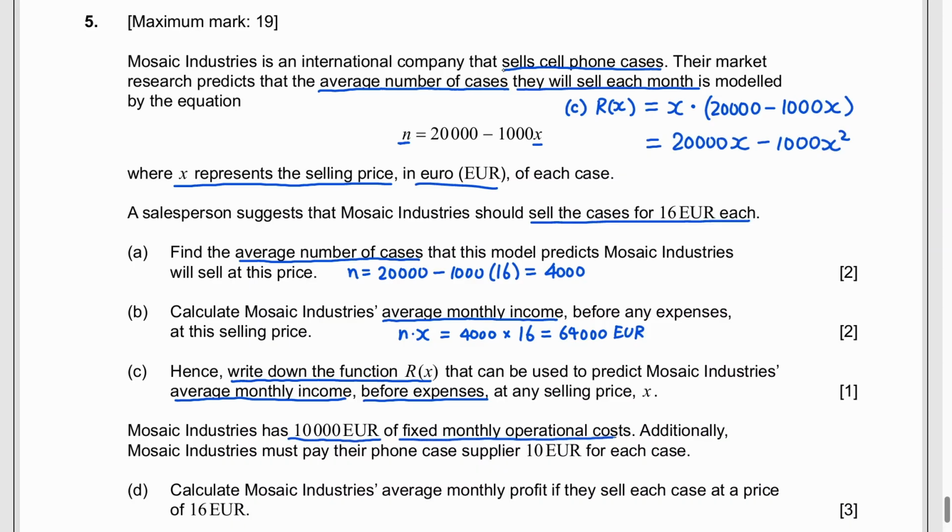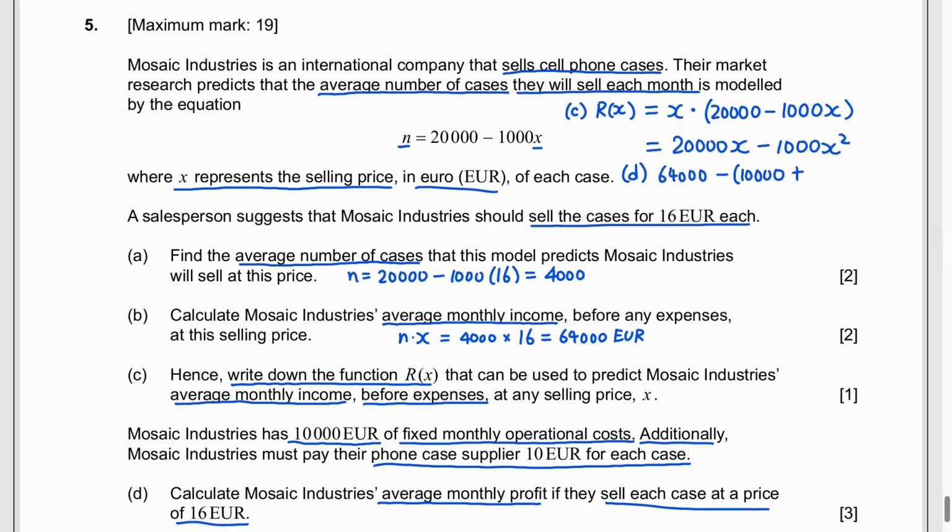Part D. Now we have a fixed cost of 10,000 and a variable cost of 10 per case. We want to calculate the profit when x equals 16. That's total income 64,000 minus total cost, which is 10,000 plus 10 times 4,000. So the profit is 14,000.